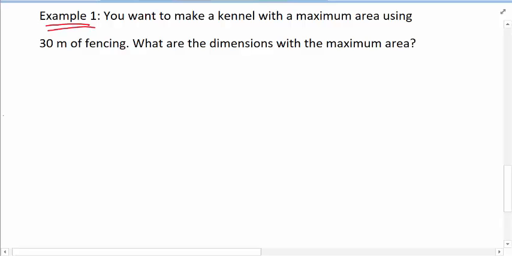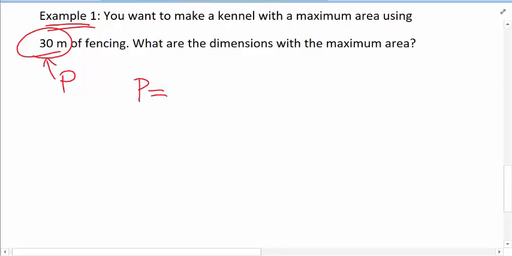So, listen up. You always look at the information that you're given. And that is your perimeter. Because you're given the perimeter, you always start with the perimeter formula. You understand that? If you're given the perimeter, you better start with the perimeter formula. It makes sense to do that.